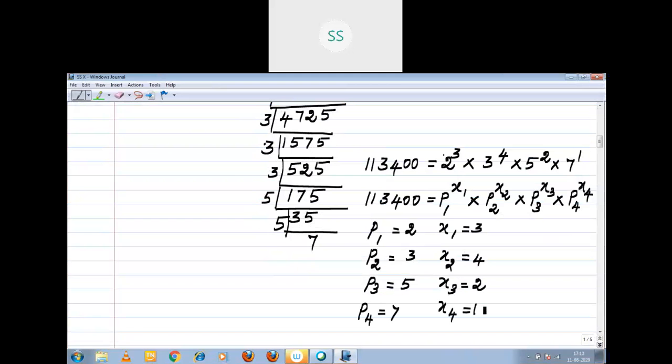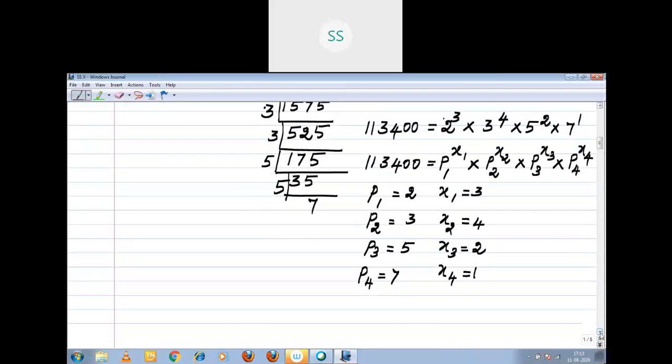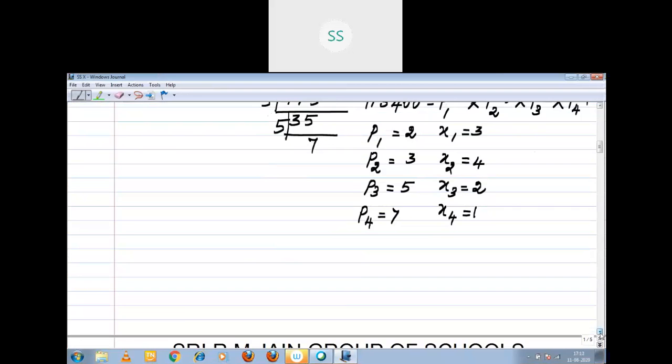P1 equals 2, x1 equals 3. P2 equals 3, x2 equals 4. P3 equals 5, x3 equals 2, P4 equals 7, x4 equals 1. What they are expecting, that we did. That's all the solution. Now I am going to move to question number 6.